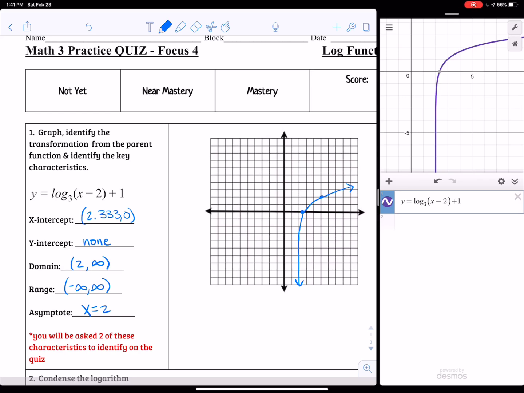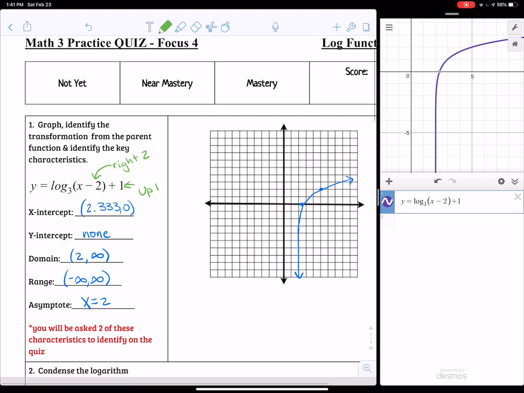The range for this graph, since it goes down forever and up forever, would be all real numbers or negative infinity to infinity. And remember, you'll only be asked for 2 of these characteristics on the quiz, not all of them, but I just like to review all of them so that you get to see them again. And then the transformations, we would say this went to the right 2 because of the minus 2 in parentheses, which is our grouping symbol, and then it went up 1 because our k was equal to 1. So because of that positive 1, it went up 1. And that was it for number 1.